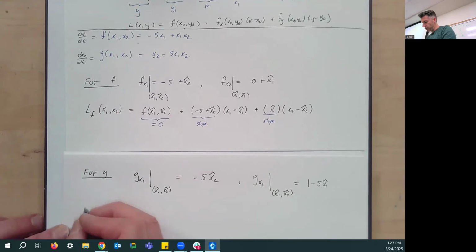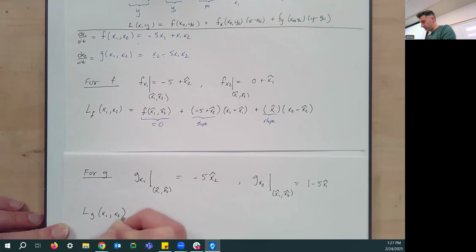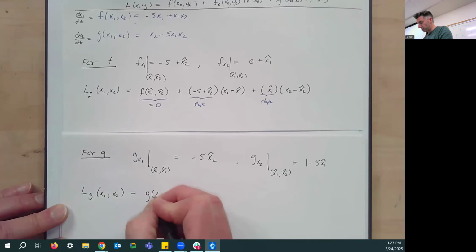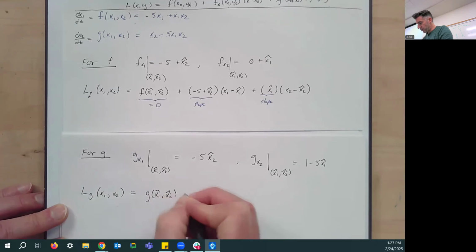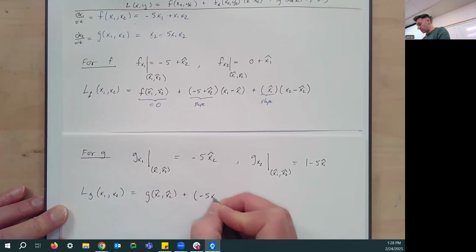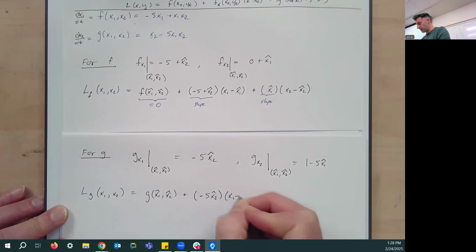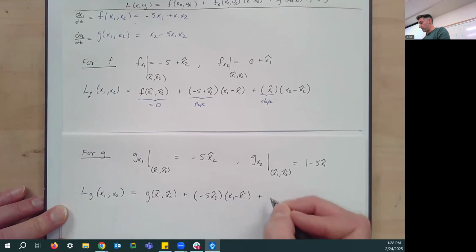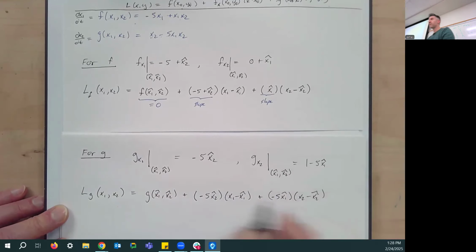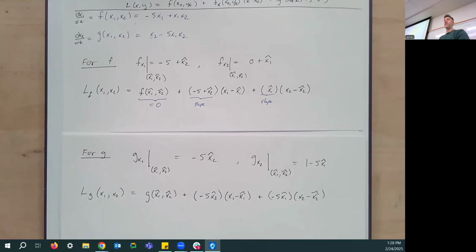So our linearization for the function g of our variables is going to be same sort of deal. It's going to be g evaluated at your equilibrium plus our slope in the x1 direction, which is going to be negative 5x2 hat times x1 minus x1 hat, plus our slope in the x2 direction, which is going to be negative 5x1 hat times x2 minus x2 hat. Looks pretty awful. It's about to look less awful.